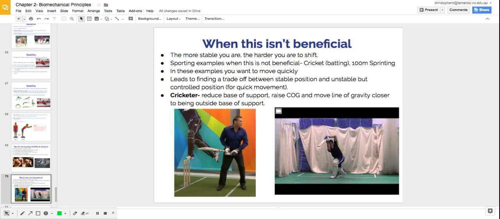Now, this isn't always beneficial. If we think about sports such as sprinting and batting, you want to be able to move quickly, and the more stable you are, the harder you are to shift. So in these examples, we've got our cricketer. If their stance is too wide, yes, they will be more stable, but they're not going to be able to react or move as quickly. So there needs to be a trade-off between being in a stable position and an unstable position that is more controlled for quick movement. A cricketer will usually reduce their base of support and raise their center of gravity, and then move their line of gravity closer to the edge of the base, a little bit further forward, so that they can move more quickly.